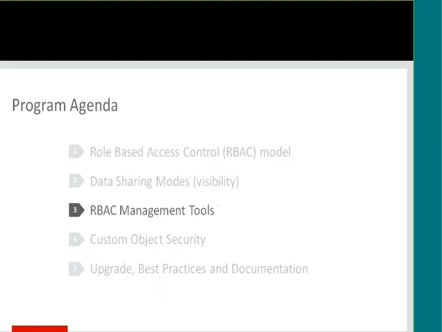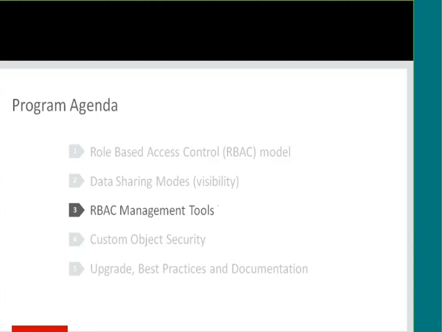So the next part is, you understood what is the out-of-box model, you understood what is an RBAC model, you understood what are the components within the RBAC model, and we very much know that Oracle Sales Cloud implements the complete RBAC model into its security model. But what are the tools which we have to control this model, right?